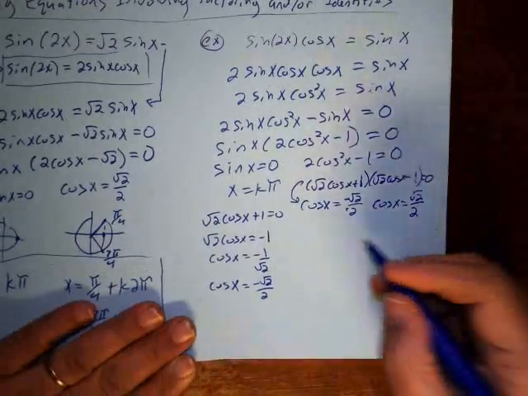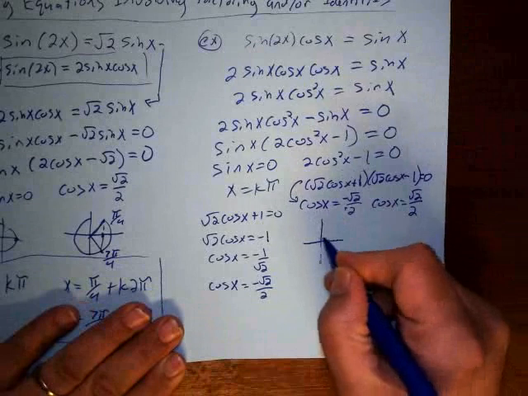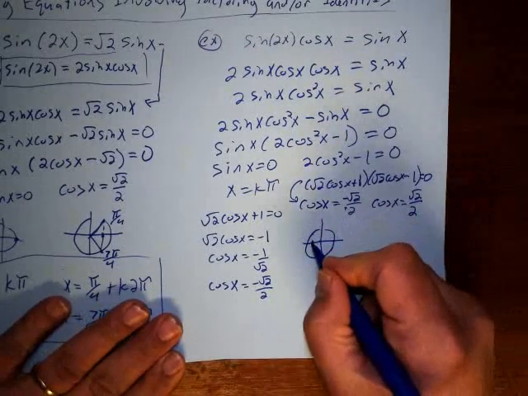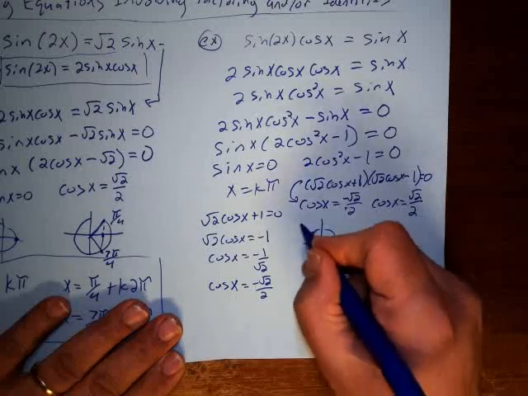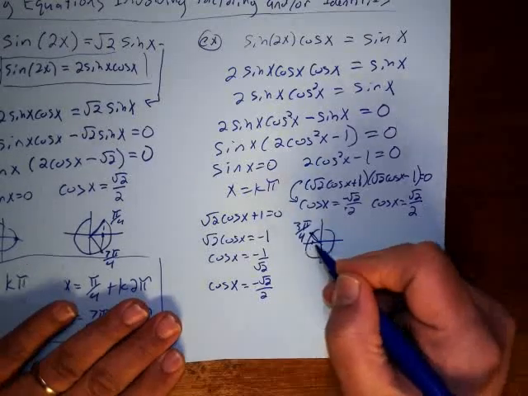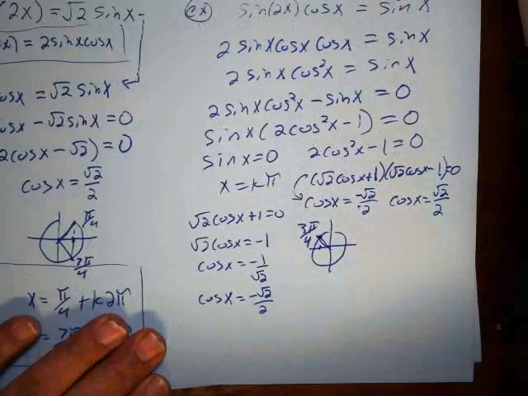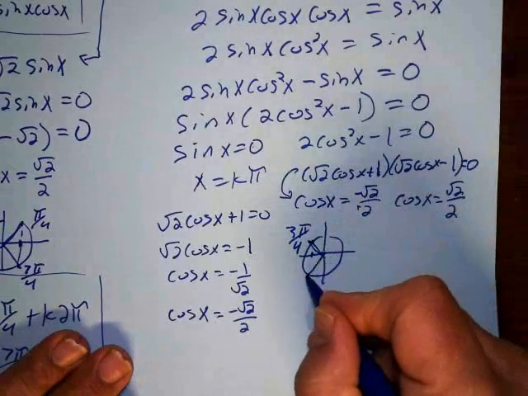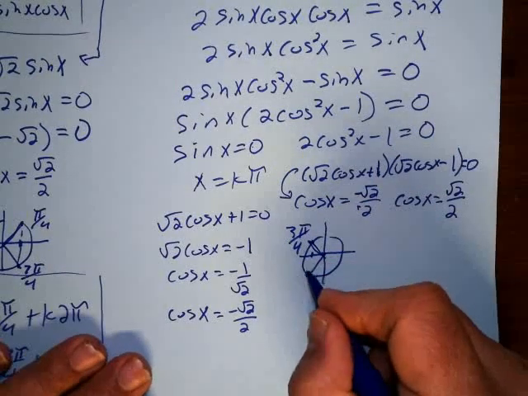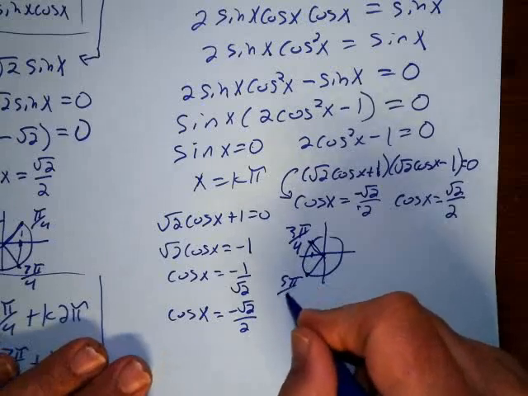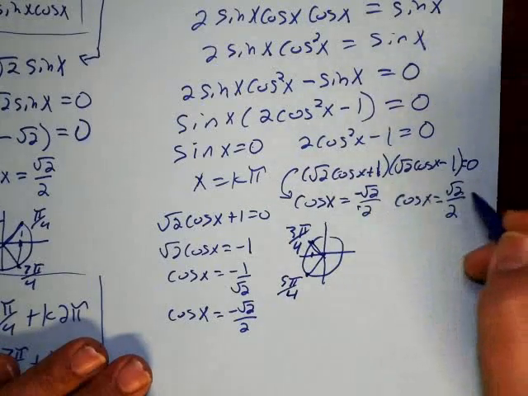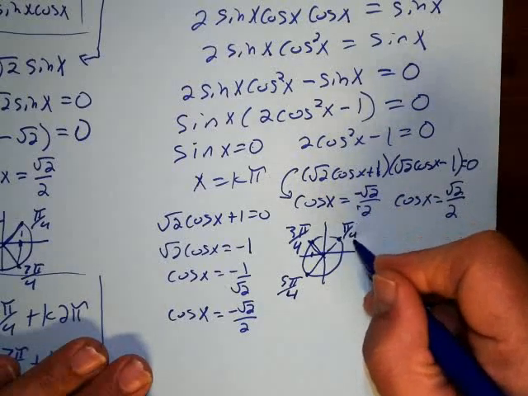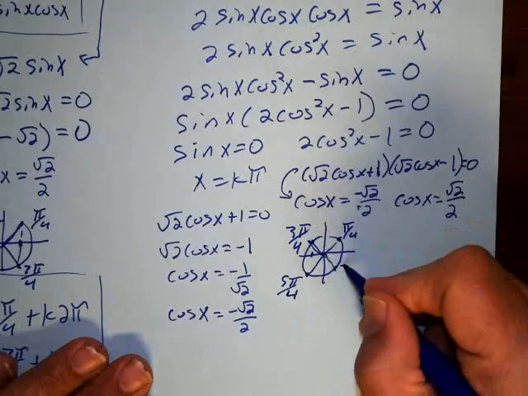Okay, so now we can find these, right? The negative square root of 2 over 2 for cosine is this 45 degree angle here, and that would be 3 pi over 4. Maybe I can zoom in. And then the one down here would be 5 pi over 4. Okay, and then for these, clearly I got the pi over 4 and the 7 pi over 4.